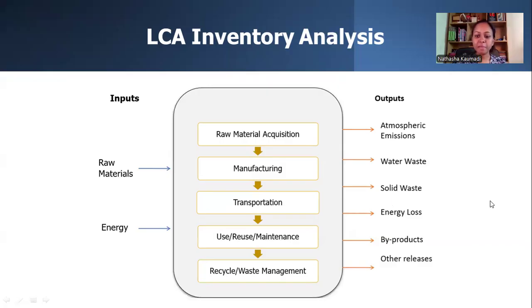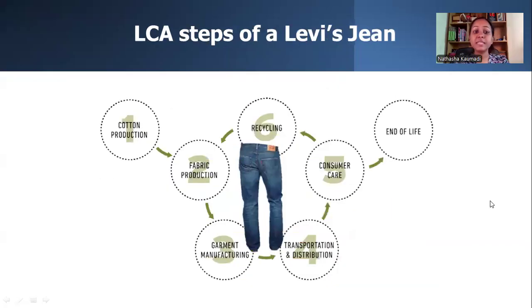Now, this is the example I was taking. This is the LCA steps of a Levi's jean. Now, they have done a comprehensive analysis. Look at the circle. It starts with the cotton production because it is needed. From the cotton production, using the cotton, they are manufacturing fabric. And then garment manufacturing: using the fabric, they are manufacturing the jeans.